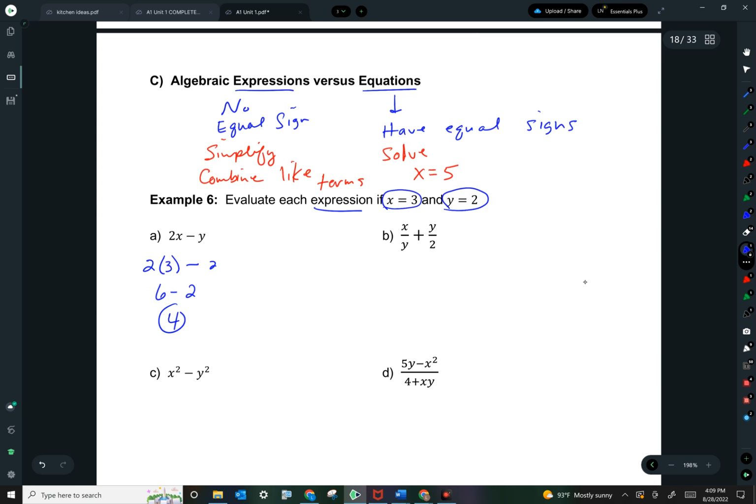Okay, on the next one, same thing, put in a 3 everywhere you see an x. So 3 over, put in a 2 everywhere you see a y. Okay, there's another y, so 2 over 2. And since I already have a common denominator, I'll just go ahead and say 5/2.